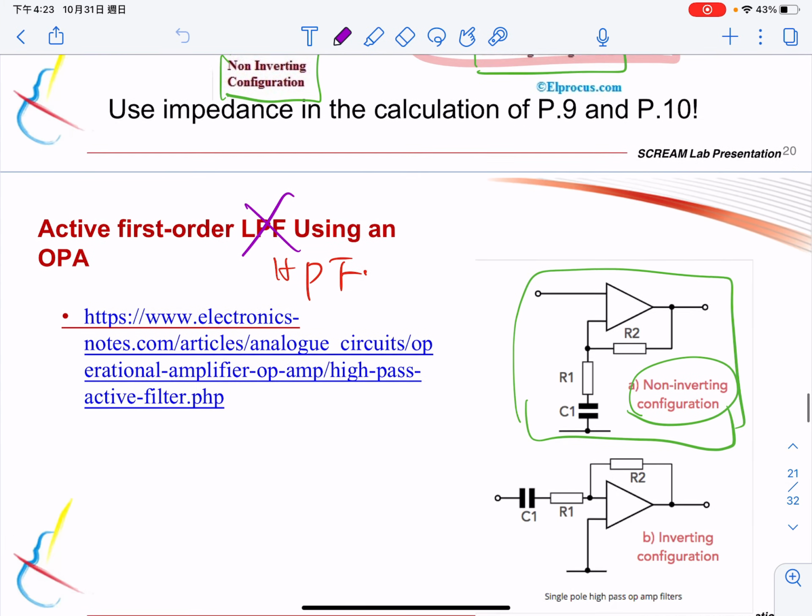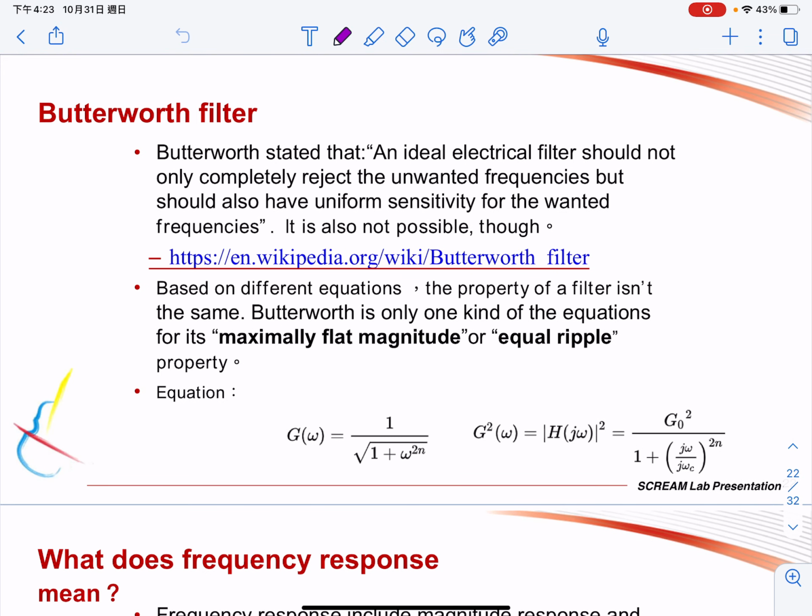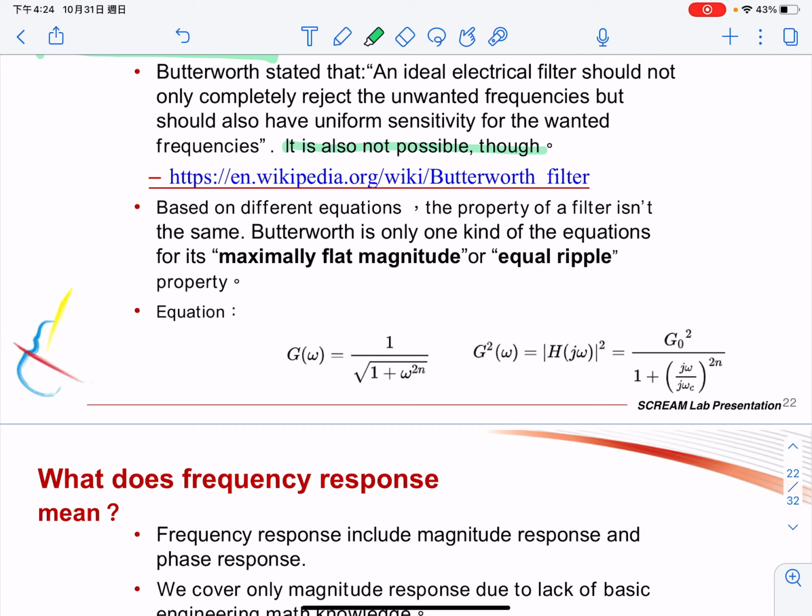So let me go back to the slides, and there are possible filters that can be used. One is called the Butterworth filter. It's frequently used in audio. A Butterworth filter states that an ideal electrical filter should not only completely reject the unwanted frequency, but should have uniform sensitivity for the wanted frequency. So it's also not very possible, but we can try to. The Butterworth filter is quite close to this idea.